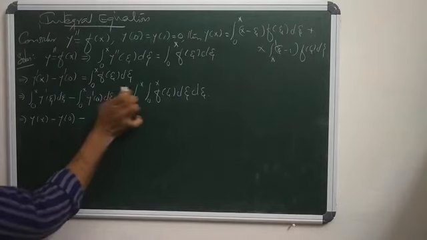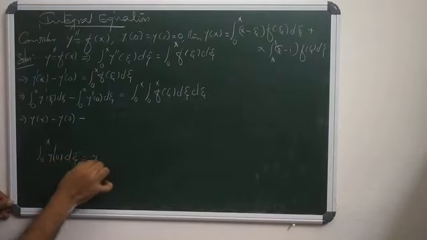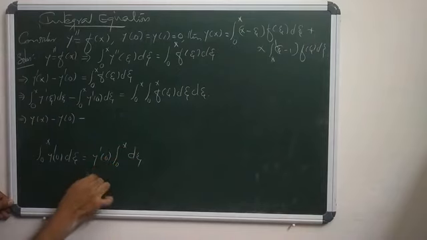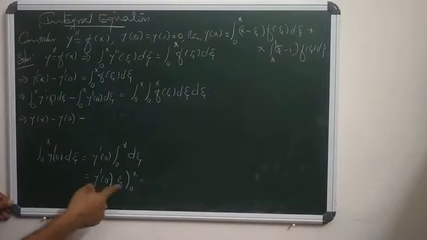Why? Because if you integrate this one, integral 0 to x y dash 0 d theta equals y dash 0 into integral 0 to x d theta. That equals y dash 0 into theta from 0 to x. That is x into y dash naught minus 0 into y dash naught.